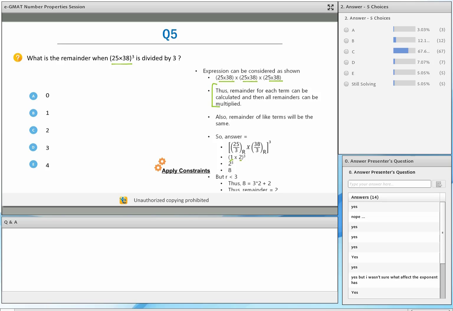Now 8 is not less than 3. Remember, you always have to apply your constraint. So I need to express 8 in terms of two parts: one part that's divisible by 3, the other part that's not divisible by 3. This is essentially what my divisibility remainder equation is. What I get is the remainder when 8 is divided by 3 is nothing but 2. Okay, so 2 is the answer.